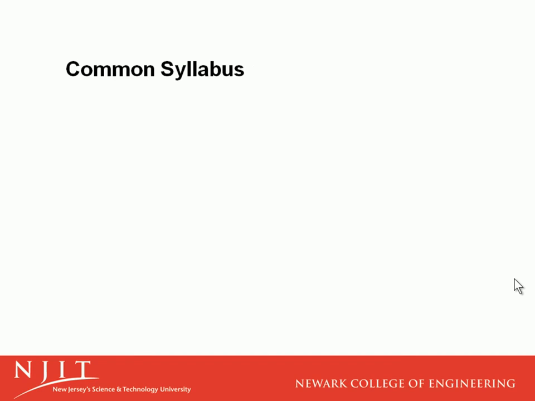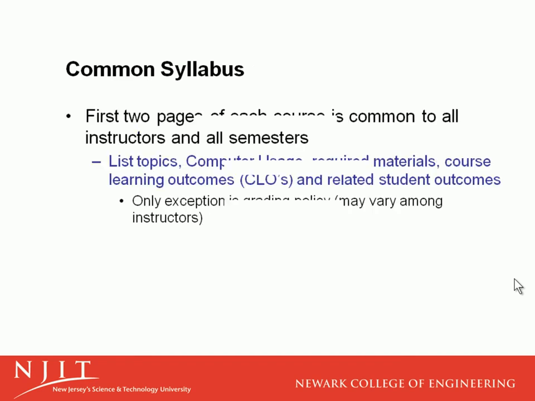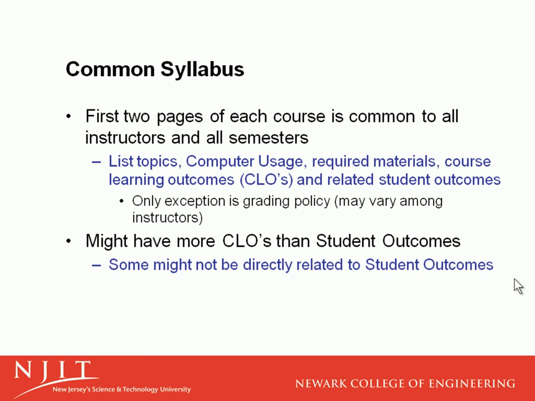Let me talk about one of the elements of the system, which is a common syllabus. The first 2 pages of each course are common to all the instructors. It will have things like topics, computer usage, required materials, and such. Notice they're going to be independent of an instructor and independent of a semester. The only exception is the grading policy, which may vary among instructors. And you may have more course learning outcomes than student outcomes. Some may not be directly related to the student outcomes, and that's fine.